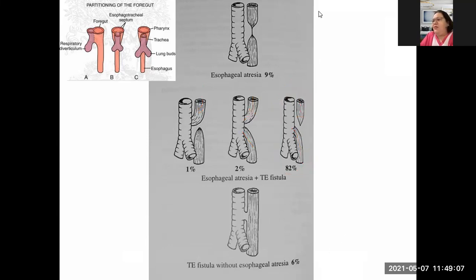And then here you have a TE fistula without esophageal atresia. So you have no atresia, the esophagus is formed very well, but there is a connection between the trachea and the esophagus, and this occurs 6% of the time. So there is tracheoesophageal fistula without atresia.